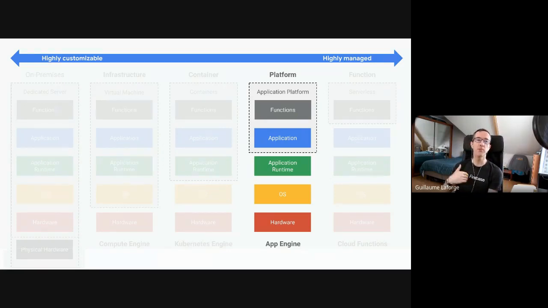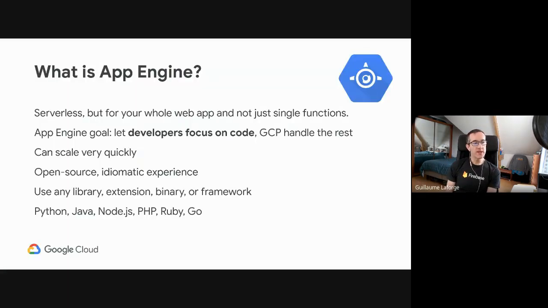And you really deploy an application. You deploy your source code, or for example, if you're a Java developer, you can push jar files, etc. But it's really code or compiled code that you push. So what is App Engine? It's serverless, but it's generally for a whole web application and not just single functions.